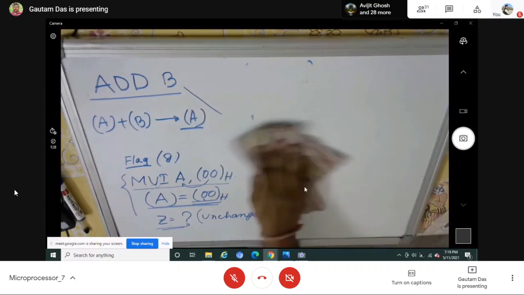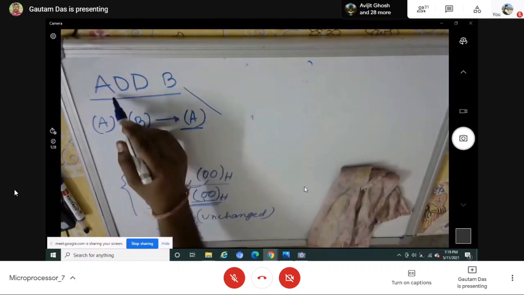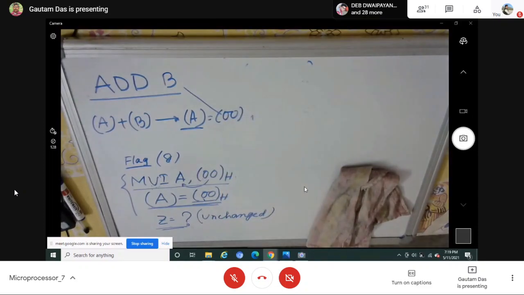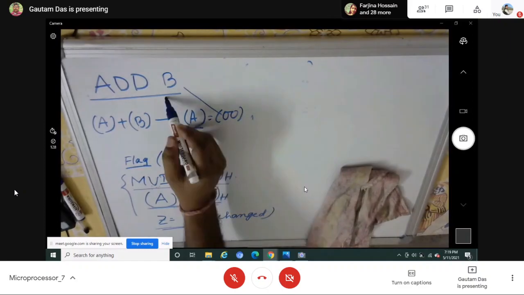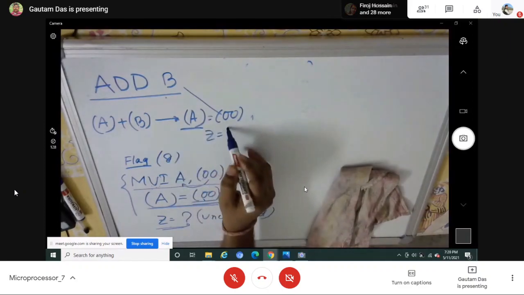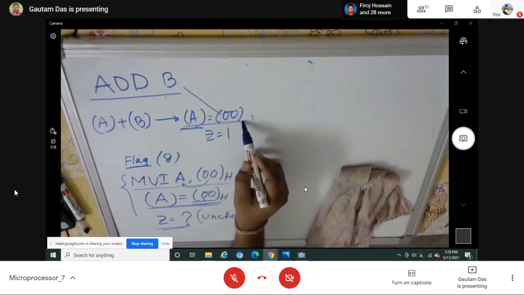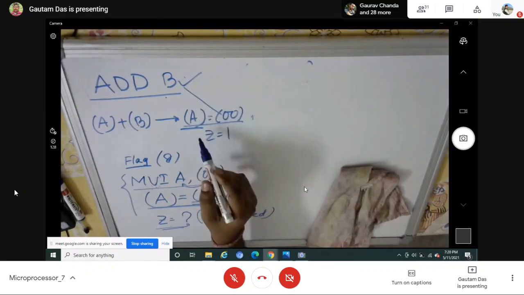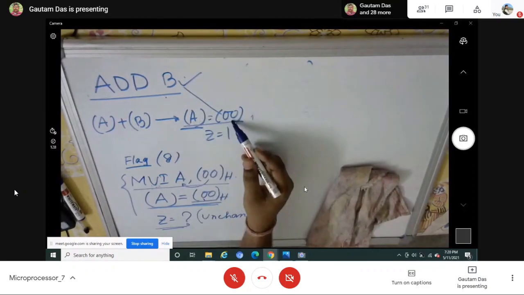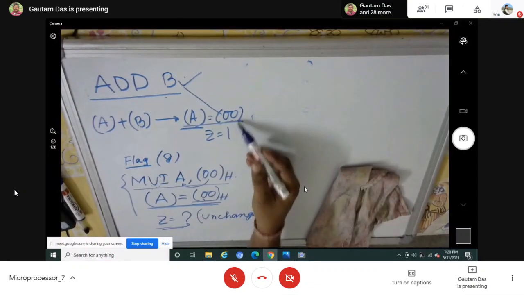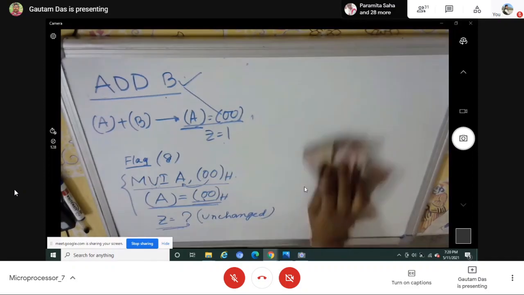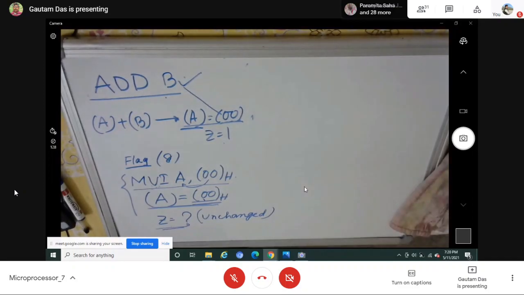So suppose after performing ADD B, your accumulator content becomes 00. In any case, if your accumulator becomes 00 after performing ADD B, then you can say definitely the zero flag will become 1, because the accumulator becomes 00 after an arithmetic operation. We know that an arithmetic instruction can change the flags depending on the result in the accumulator. And if all the bits of the accumulator are 0, definitely the zero flag is 1. But for MVI A, that value will be unchanged because it is a copy. So in this way, many ADD instructions you can generate.